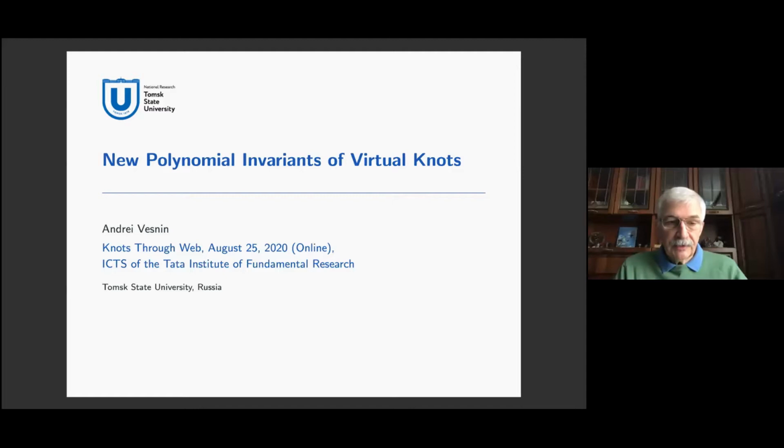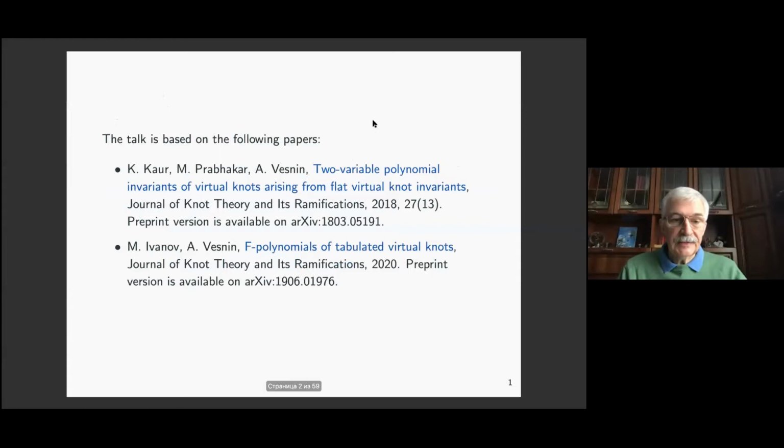So let me start with the subject. The talk is based on the following two papers. The first one is joint with my Indian colleagues, Kirandeep Kaur and Mahender Prabhakar. The paper is called "Two-variable polynomial invariants of virtual knots arising from a flat virtual knot invariant." It was published in the Journal of Knot Theory and Its Ramifications, and it is available on arXiv.